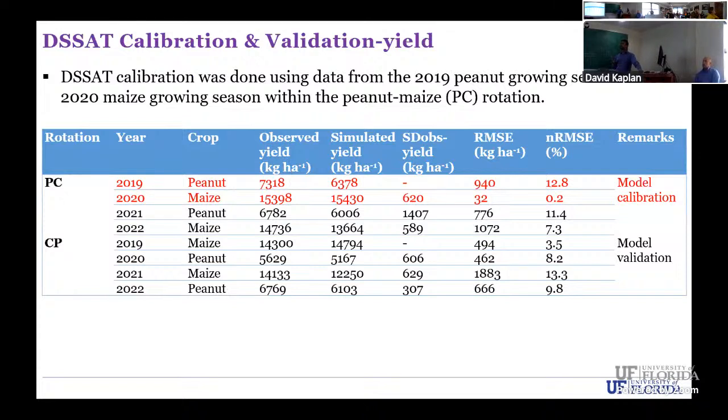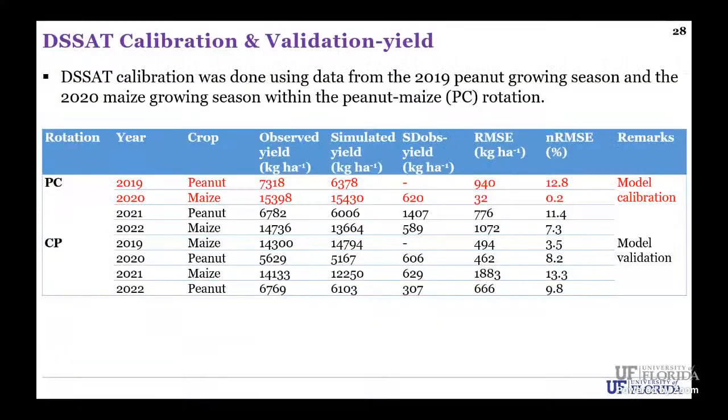In DSSAT, we did calibration based upon the yield data from 2019 and 2020. The normalized root mean square difference is close to 10 to 12%, and in maize it's only about 0.2%. So we did a very good job in calibrating the model, and later on we validated it not only with yield but also with other parameters. You can see again we are in a very acceptable range in model validation as well, right?